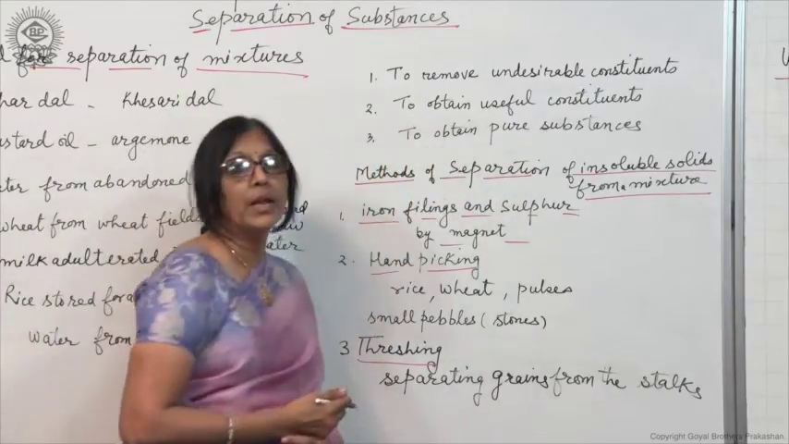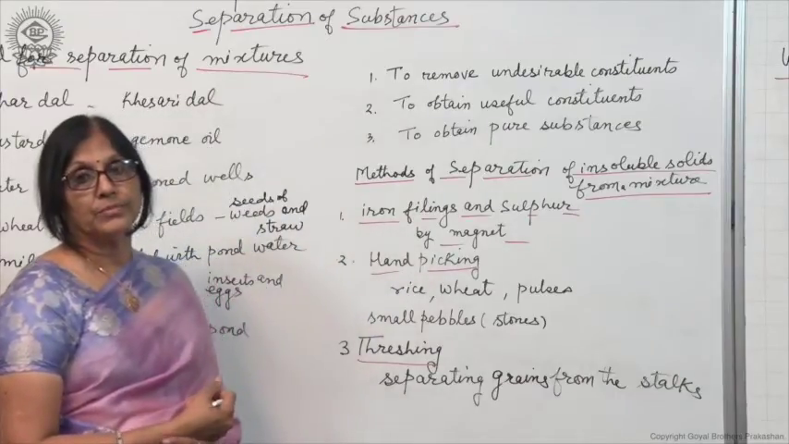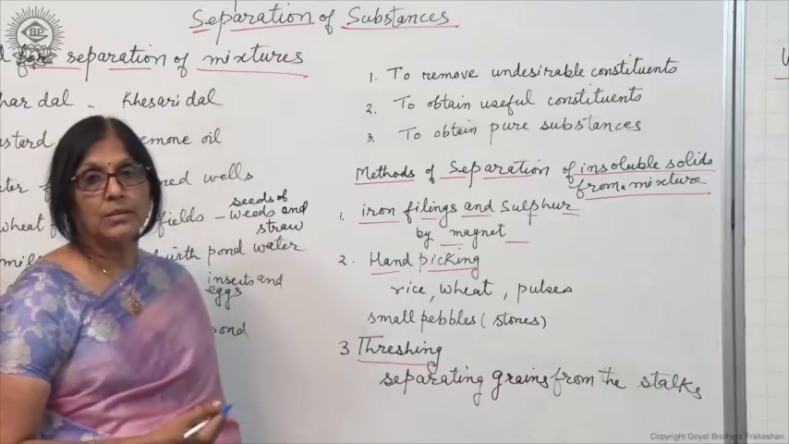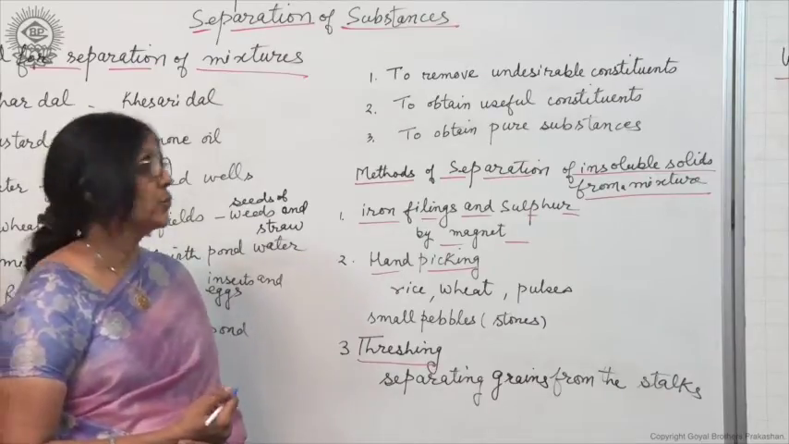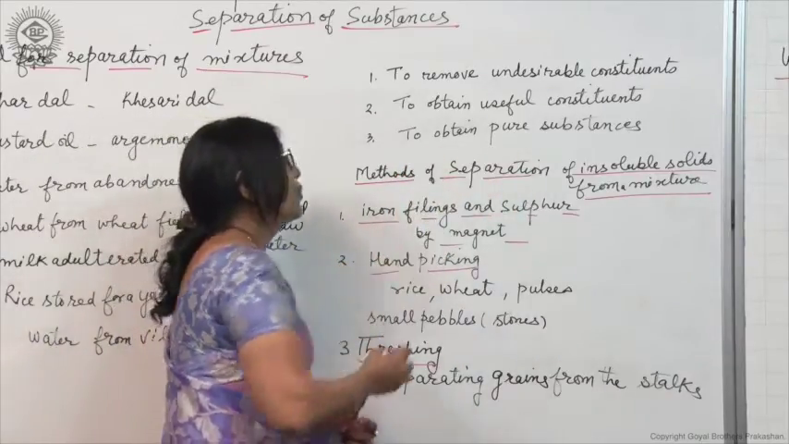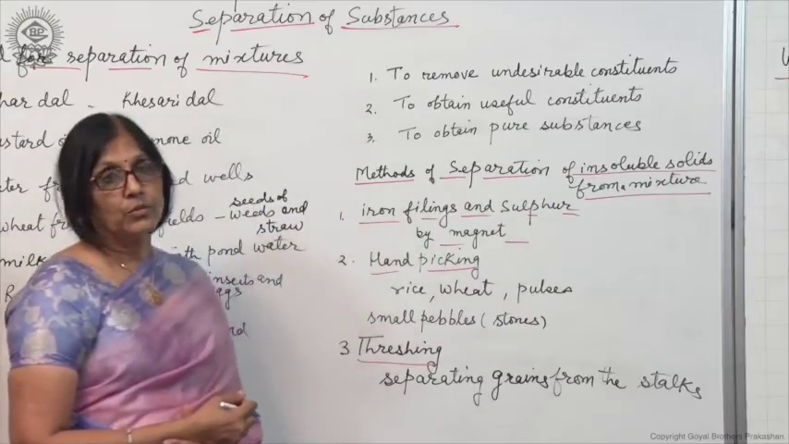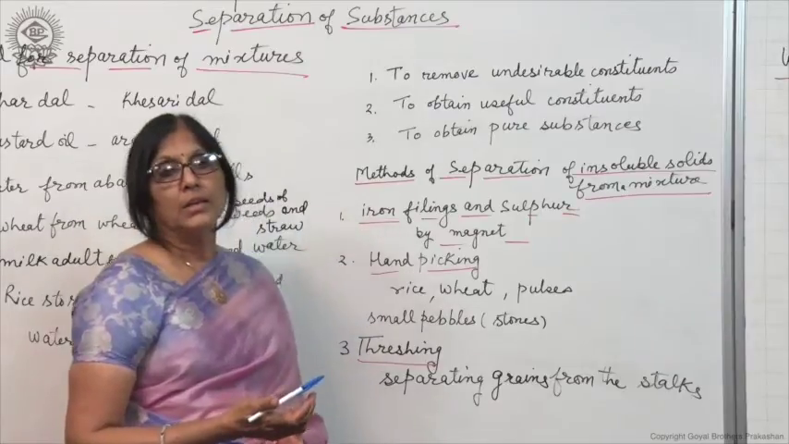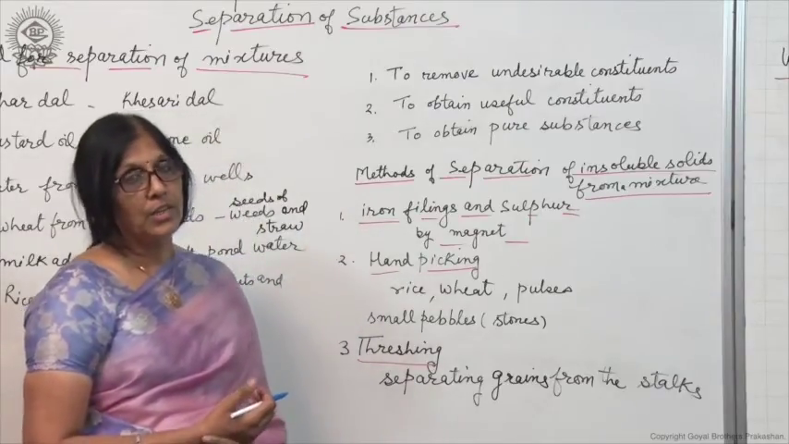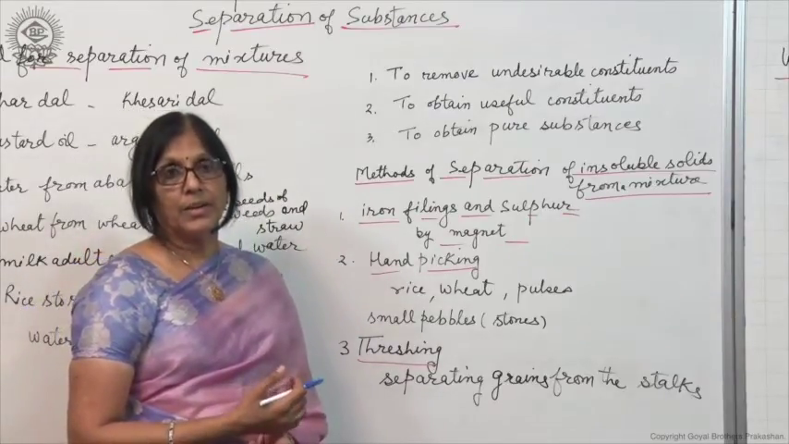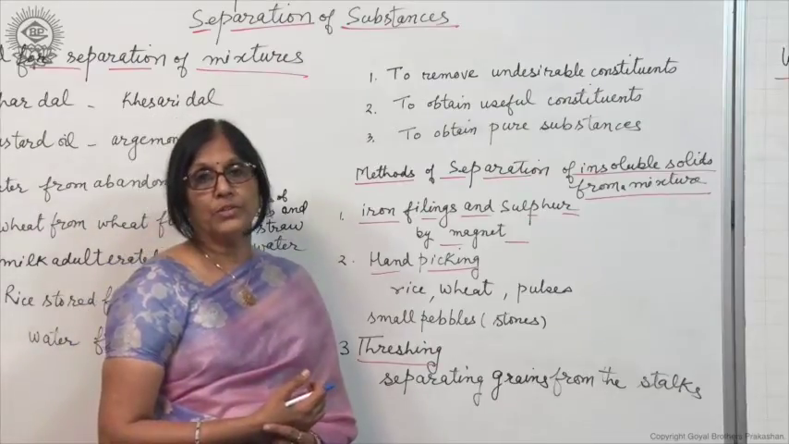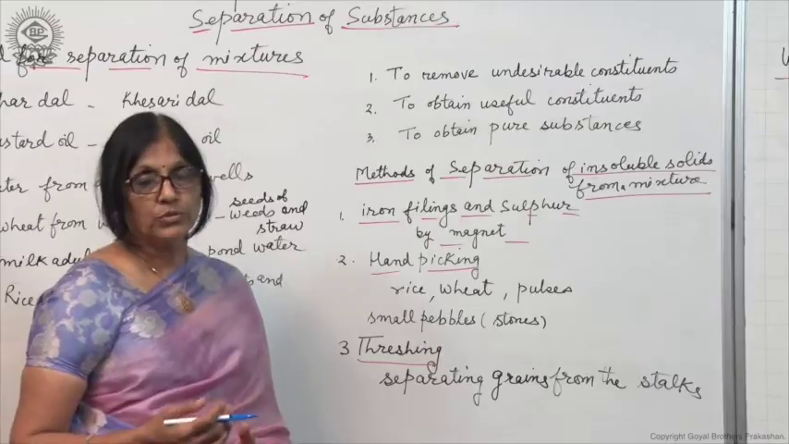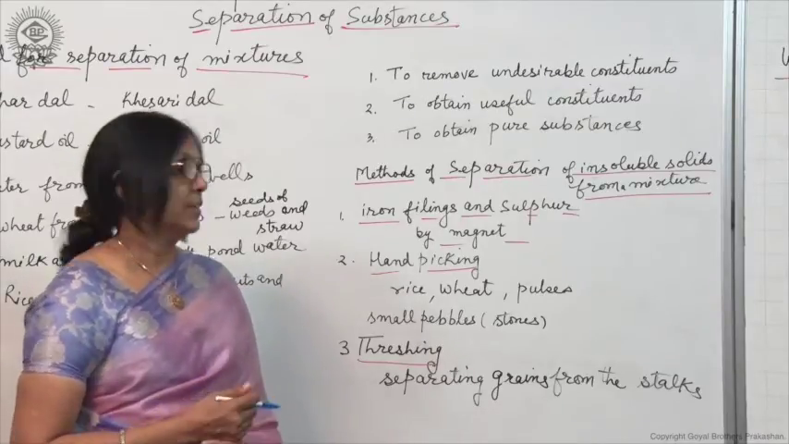And also to obtain useful constituents which are useful to us, and we can throw away the components which are not useful. To obtain pure substances. Separation of mixture is very necessary because in nature many substances are not in the pure form and they need to be separated into useful constituents, and the useless constituents which are of no use can be removed and thrown away.